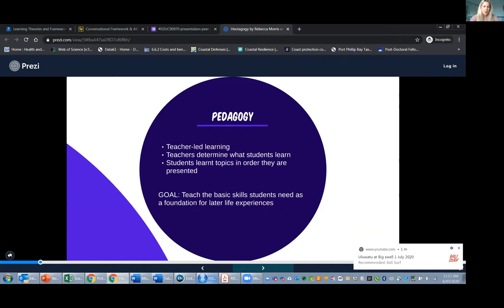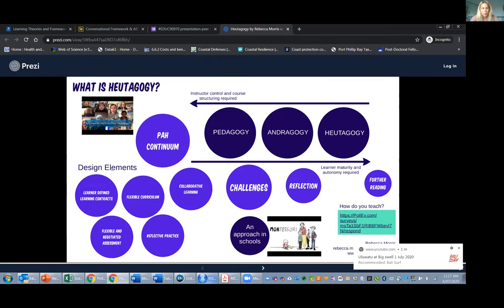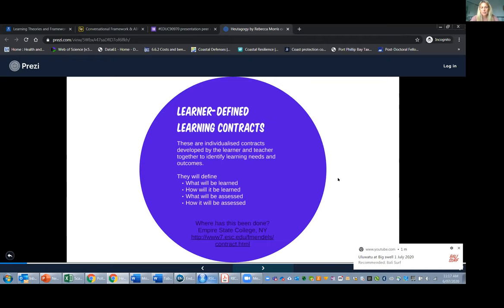And so then I looked at a few, I guess in the text that I read, they listed a few key design elements of this pedagogy approach. The first one is that there needs to be learner-defined learning contracts. The learner and the teacher set up a contract. And actually, there's an example of this through the Empire State College in New York. They have an example of the contracts that they use online.